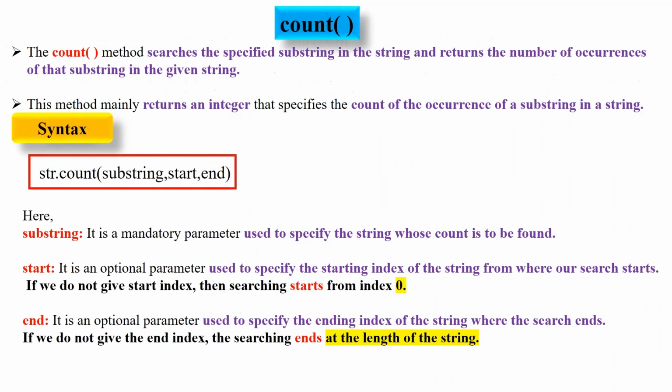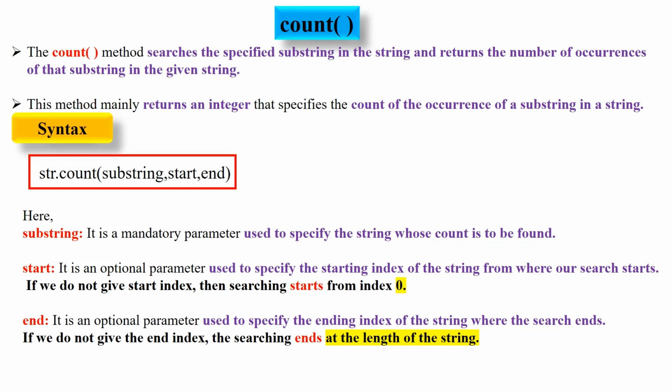The count method searches the specified substring in the string and returns the number of occurrences of that substring in the given string. This method mainly returns an integer that specifies the count of the occurrence of a substring in a string. The syntax is str.count(substring, start, end).